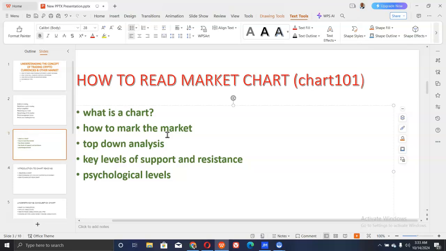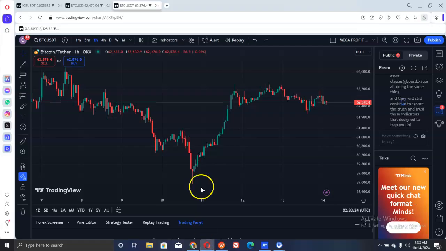So where is the trend in the Bitcoin chart before us now? Are we going up? Are we going down? Before you do that, we do what we call the top-down analysis. In that top-down analysis, you do the marking of the key levels of support and resistance. So let's do our top-down analysis.